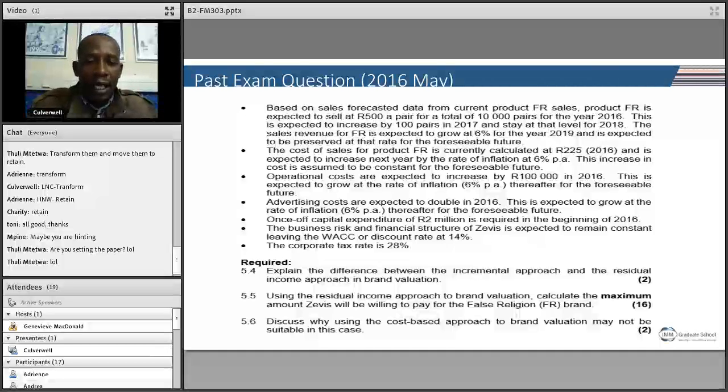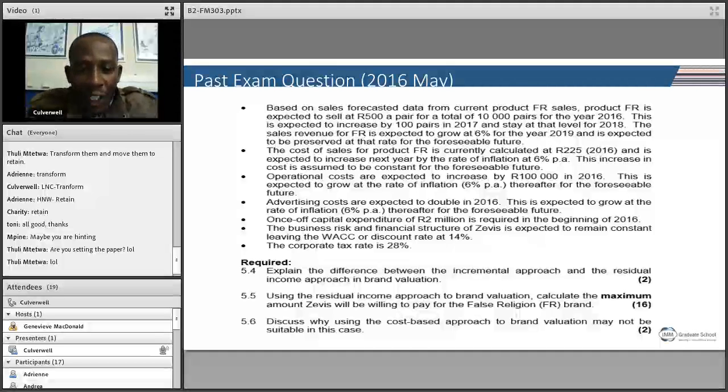And then the last additional information is the corporate tax rate is 28%, unless told otherwise, and usually it's 28%. But don't make an assumption. They might choose to use 29% there in the exam. You should use the tax rate that is given. I'll then move on to the questions now.